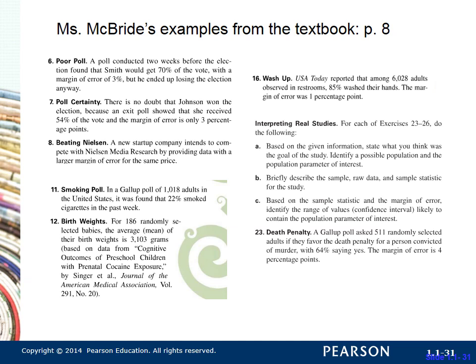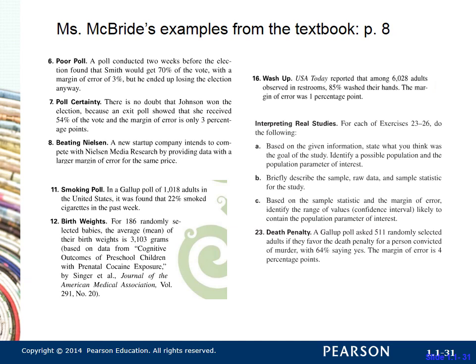All right, then let's interpret a real study. This time I kept the directions with it because we had several. So we're supposed to state what we think the goal of the study was and identify a possible population and population parameter of interest. Describe the sample, raw data, sample statistic, and then based on the sample statistic and the margin of error, come up with a range of values called a confidence interval likely to contain that population parameter.